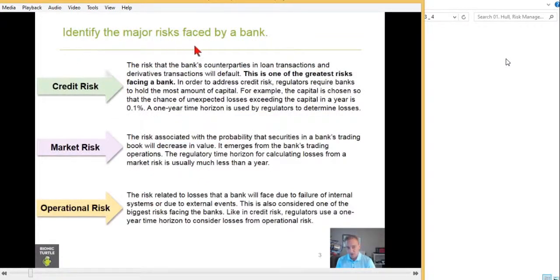And it starts with a very generic learning objective: identify the major risks faced by a bank. Well, the introduction here is credit risk, market risk, and operational risk. And I hope these are familiar because these are major topic categories in their own right in the Part 2 FRM. The FRM split used to be one exam, and it's been almost a decade actually.